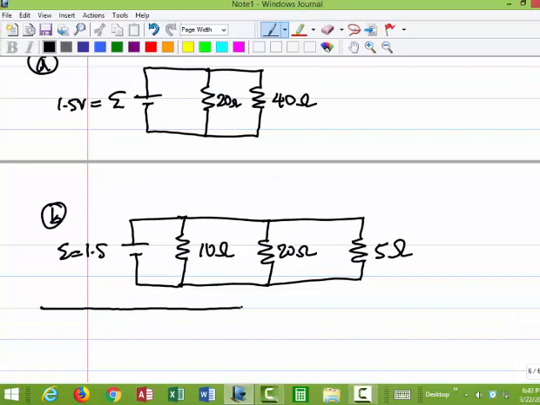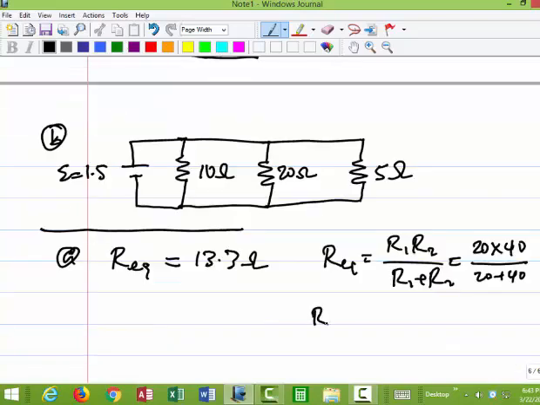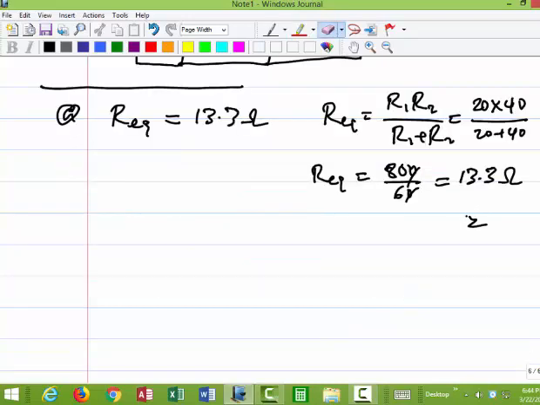Okay, let's look at the solutions. A, what is the answer for the equivalent resistance for the first circuit there? So R equivalent is equal to R1 R2 over R1 plus R2. That's pretty straightforward for this one. So we have 20 times 40 over 20 plus 40. So R equivalent gives you what? So we have 800 divided by 60, so 13.3 should be correct. Okay, let's look at the second one there. So B, what is R equivalent? Any answers?